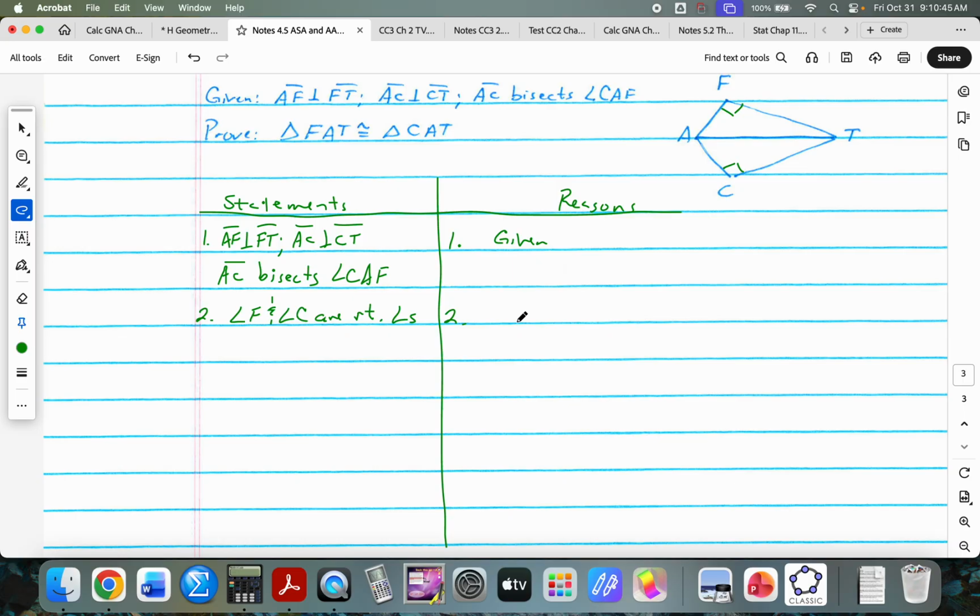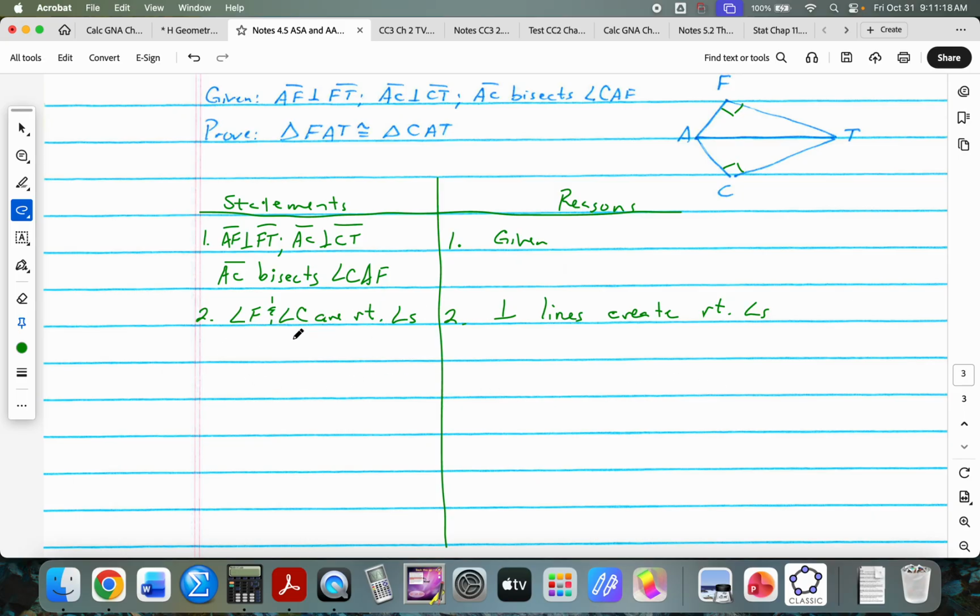And how do we know that? Because perpendicular lines create right angles. Yes, and you can write it that way, or you can just write definition of perpendicular lines. Either way is fine. I kind of like the way you said it: perpendicular lines create right angles. But you could just write definition of perpendicular lines if you'd prefer. Either one is fine.